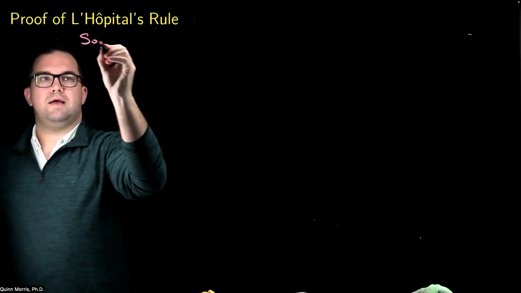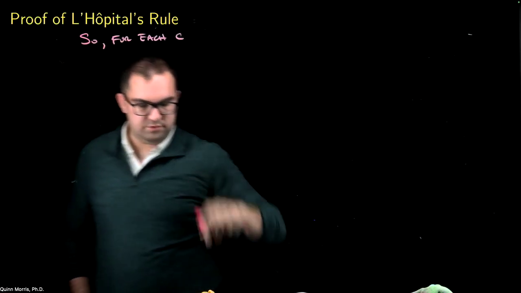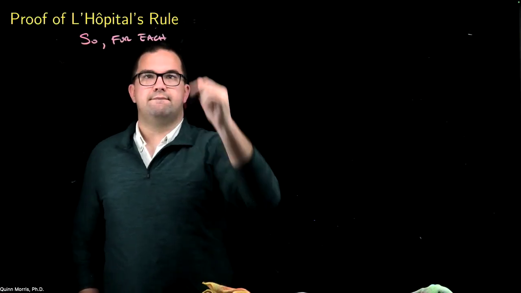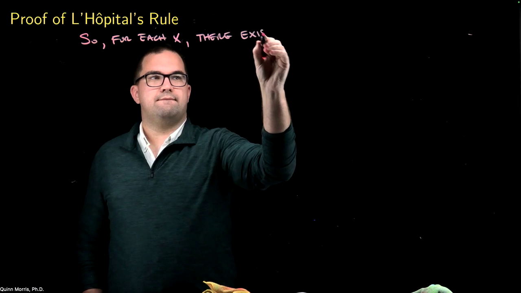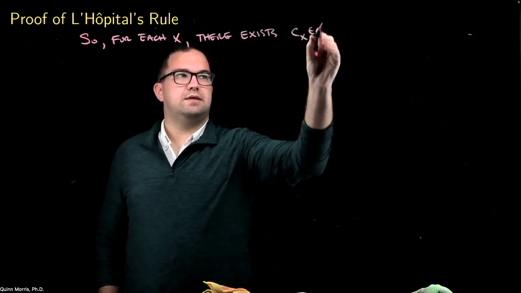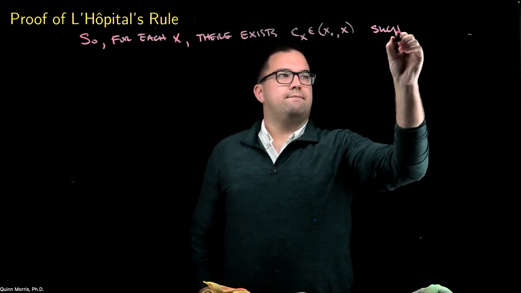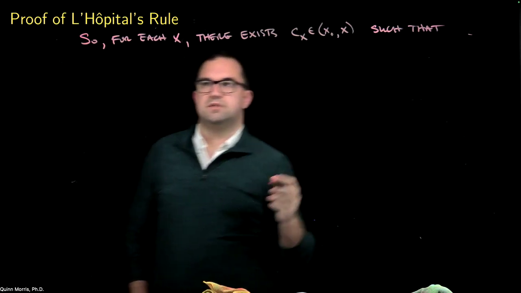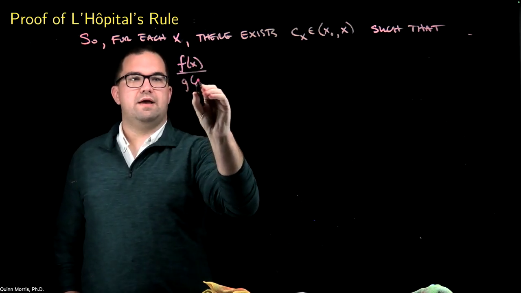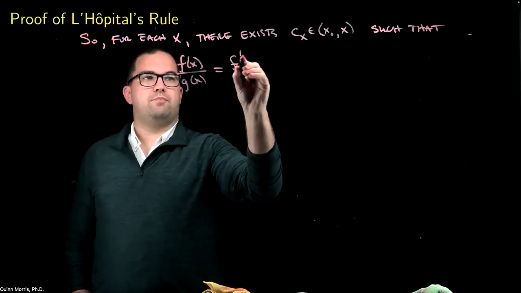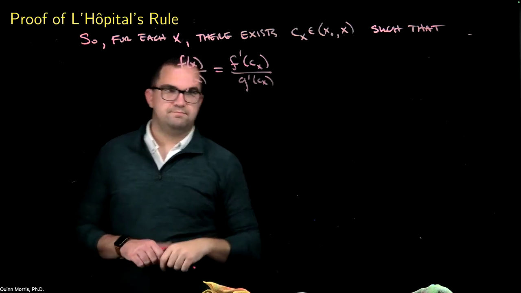All right. So to summarize, for each x, there exists c sub x in the interval from x naught up to x, such that, and again, just summarizing that last line, we have f of x over g of x is equal to f prime of c of x over g prime of c of x.